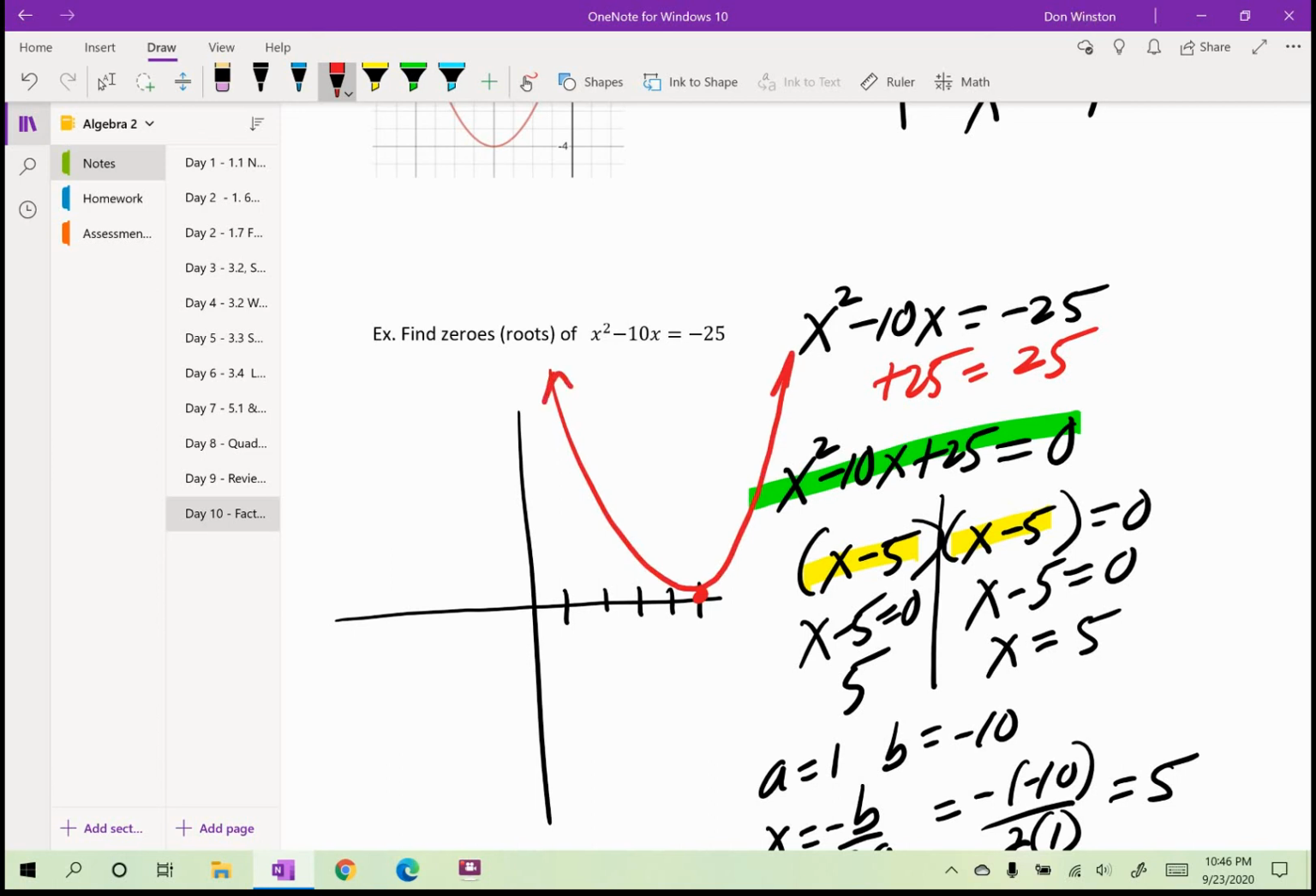Anyway, that's it for today's lesson. I know it's kind of long, but I had to combine factoring and finding the zeros all in one. You'll have some homework problems, and then on Friday we begin the next lesson.